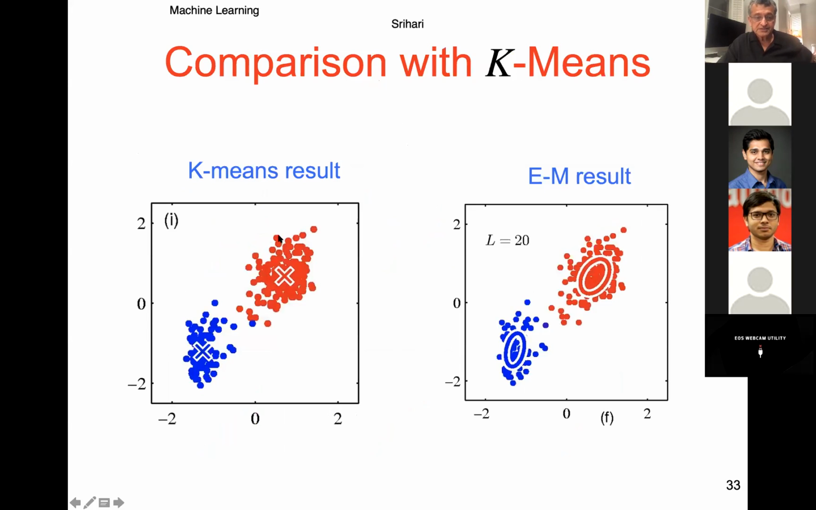Comparison with k-means. K-means results look like this. EM result looks like this. So it's almost the same, except there was this one blue point here, it became red here. I guess that's the only difference.